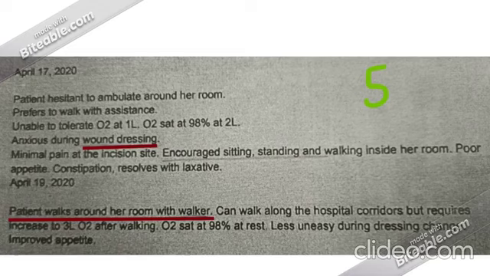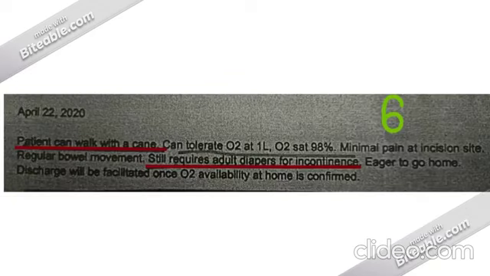This is what we are going to write as a sentence in the letter. April 17, you can see more or less the same things, but slowly progress will be there. Something like wound dressing is mentioned there, and the patient is encouraged for sitting, standing, and walking all around the room. And you can see that the patient is now walking with the walker along the hospital corridor, but still requires oxygen. April 22, 2020, you can see that the patient can walk with a cane now, but with the oxygen. Still requires an adult diaper for incontinence. Eager to go home, discharge will be facilitated once oxygen availability at home is confirmed.